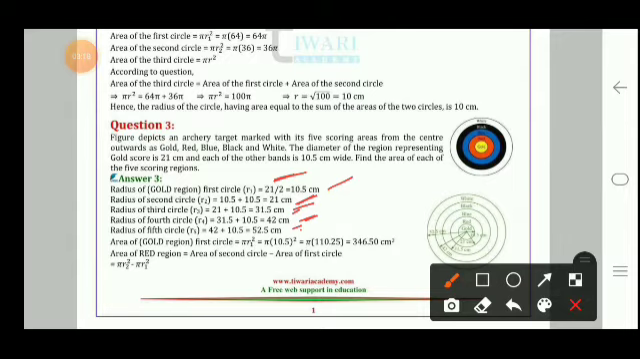Then area of the gold region, the first circle, is equal to pi r1 square, so that is pi into 10.5 whole square, which is 346.50 centimeter square. Now area of the red region we have to find.